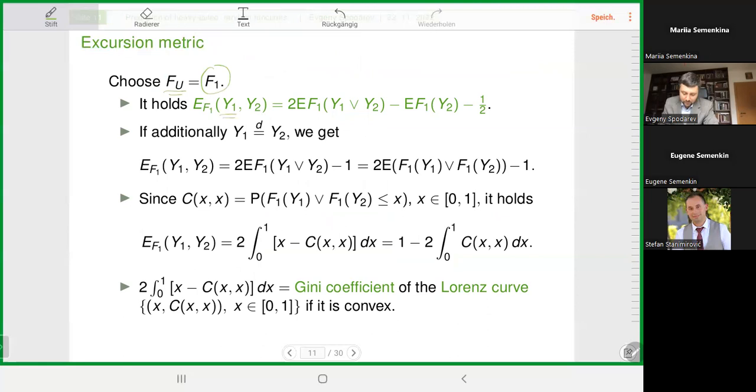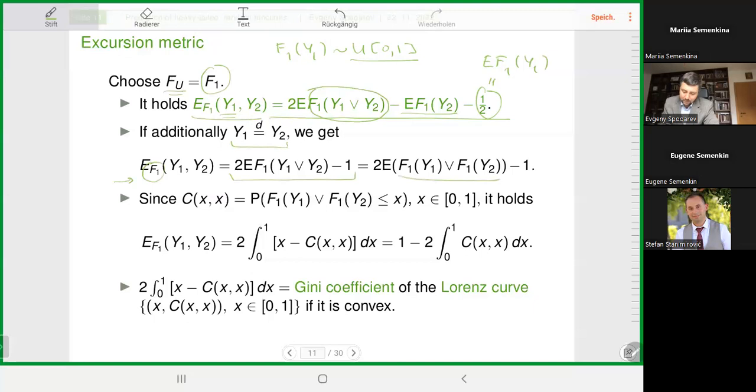If we do it like this, then we can have a very nice simplification of how this metric can be written down. We have here two expectations of F1 of the maximum of Y1 and Y2, minus the expectation of F1 of Y2, minus the expectation of F1 of Y1. But you know that if we have the very same distribution F1 of Y1, then this is a uniformly distributed random variable on 0, 1. That's why we have the expectation 1/2. And if additionally we assume that both random variables have the very same distribution, and it is taken as the distribution of excursions, then we may have an even more convenient form. This is just two expectations of the maxima of the transformed random variables minus 1.